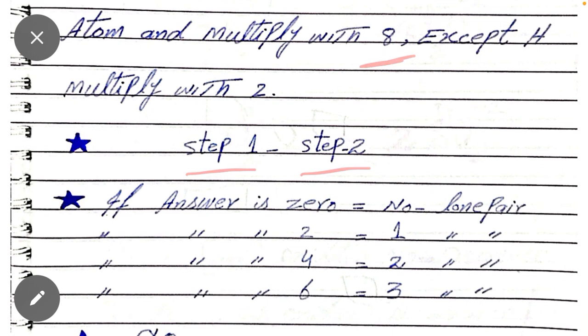If the answer is equal to 0, it means no lone pair. If the answer is 2, it means 1 lone pair. If the answer is 4, it means 2 lone pairs. If the answer is 6, it means 3 lone pairs.